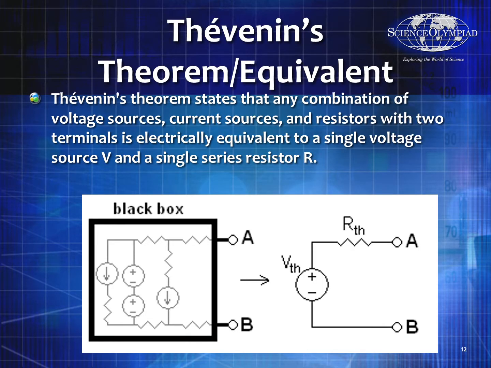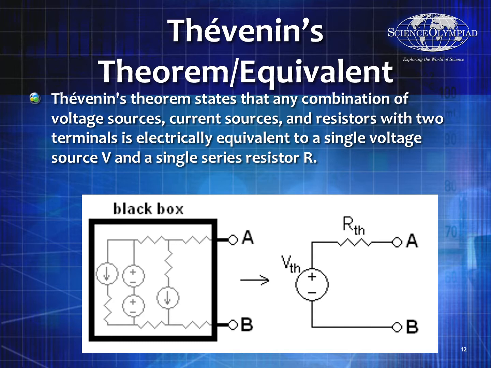So now let's talk about Thevenin's theorem. Thevenin's theorem says that any combination of voltage sources, current sources, and resistors with two terminals can be electrically equivalent to a single voltage source and a single series resistor R. So I could take as many voltage sources and current sources and resistors in the most complex network, and I could replace it all with a single voltage source and a single resistance.